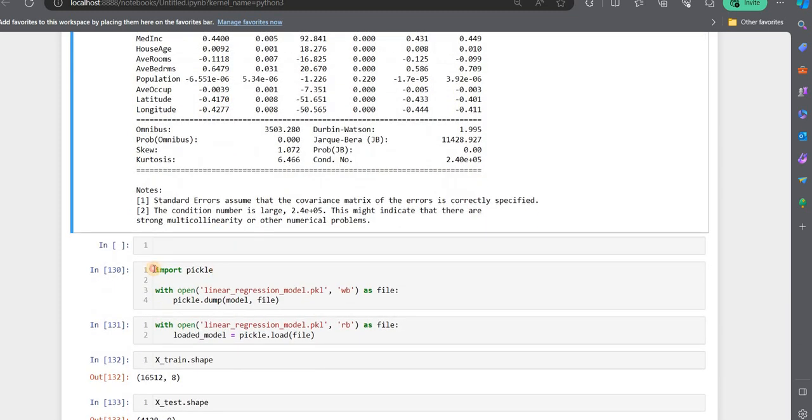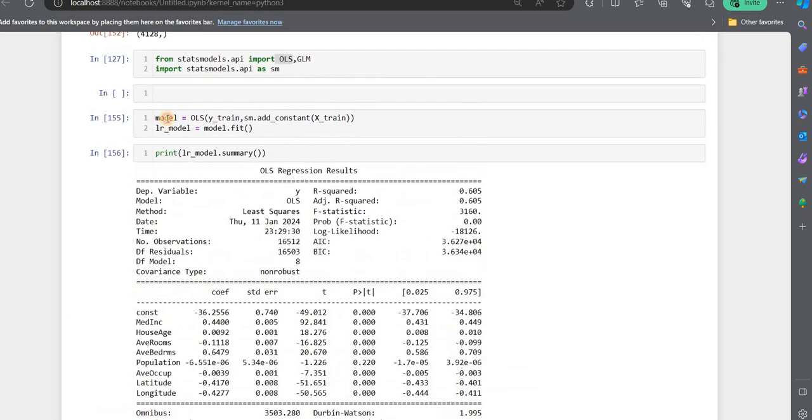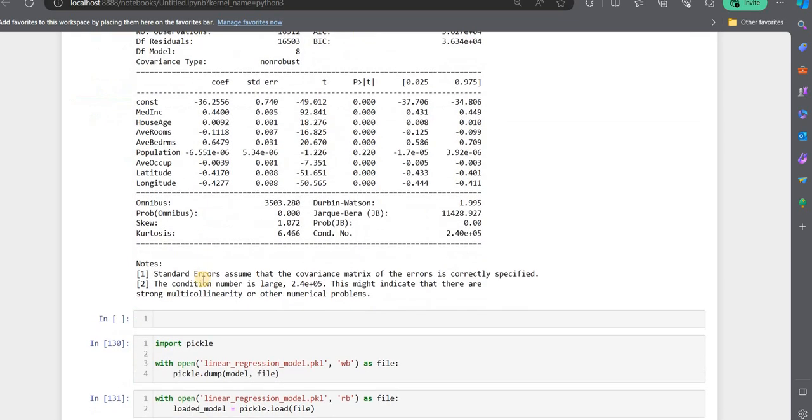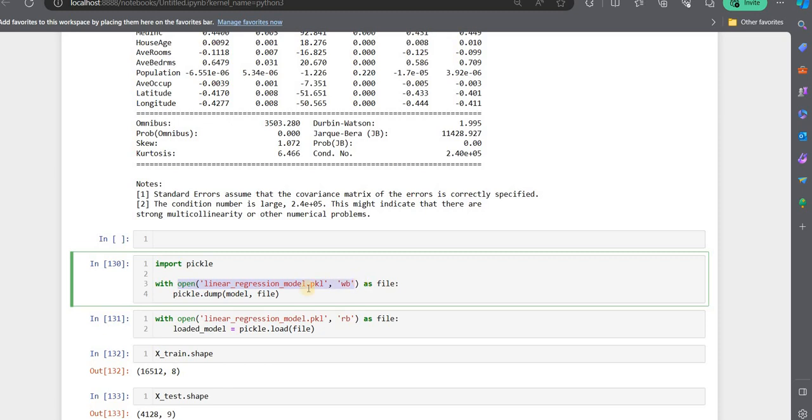Now you can see there is one library called pickle. In that I will save my model. This is my model object that I will save. With open in Python, there is a way to create a file. wb is write binary, which means it will create a binary file, and in that file, with pickle.dump, I am writing my model object.